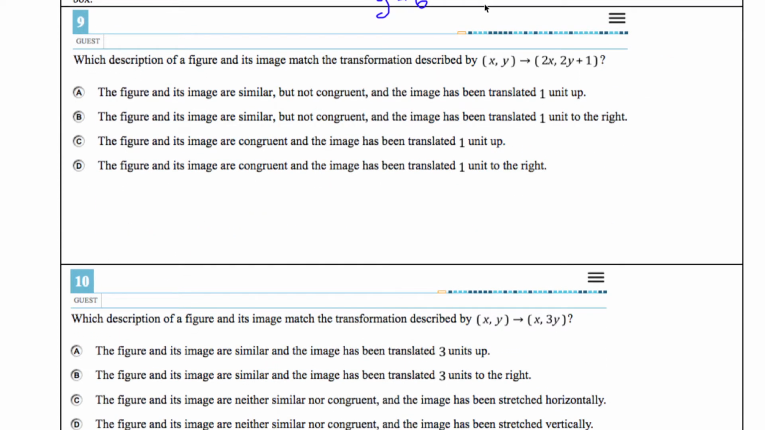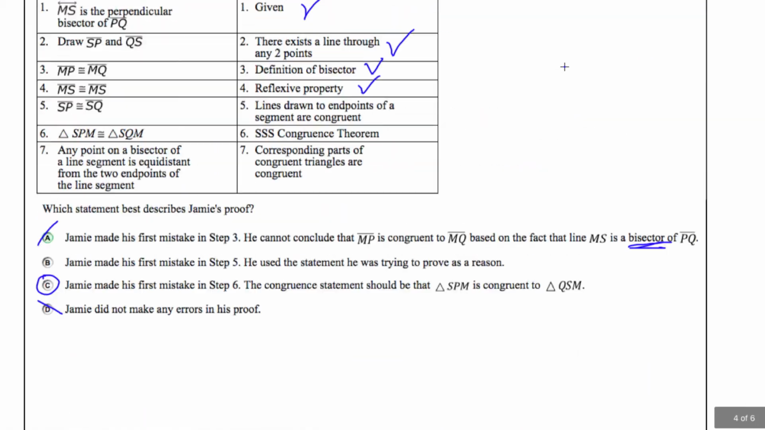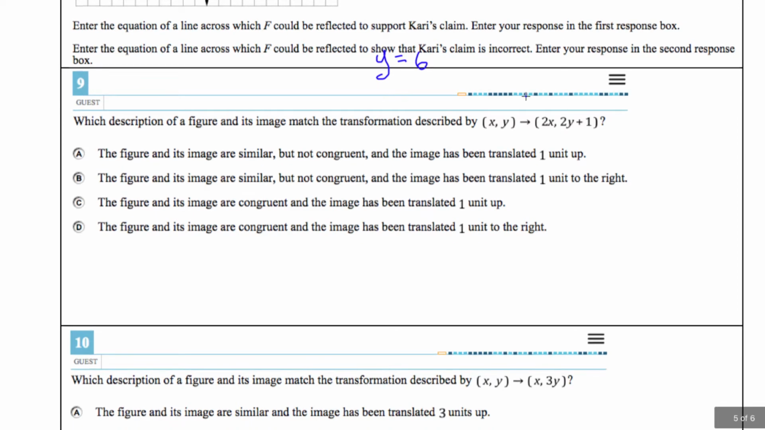Alright, so we have which description of a figure and its image match the transformation described by this? So I'm multiplying. Whenever I multiply, that is technically a dilation. It's not talking about that. So I'm just multiplying the x-coordinate by 2, multiplying the y-coordinate by 2, and then adding 1 to that y-coordinate. So I'm translating it up 1 after I multiply by 2. It's weird, it kind of glitched out there. Stop glitching out. There it goes. Because these are not the same operations, they're going to be a little bit off. So the figure and its image are similar but not congruent.